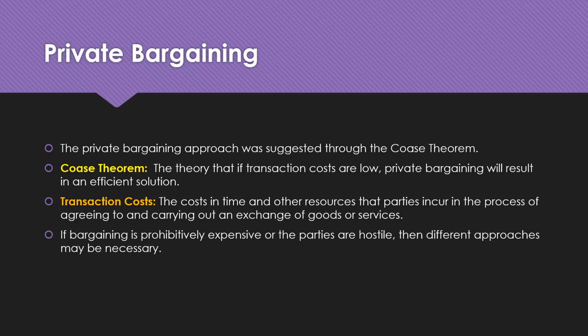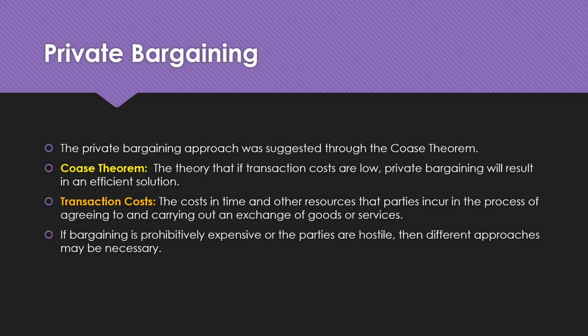So the first one, which seems kind of odd, is the private bargaining solution, which is made famous by Ronald Coase. Ronald Coase is famous in the field of law and economics. He didn't really intend this to be a law and economics thing. It just turned out to be the thing for law and economics. So if you ever take a law and econ course in some way, shape, or form, you will spend a lot of time on the Coase theorem.